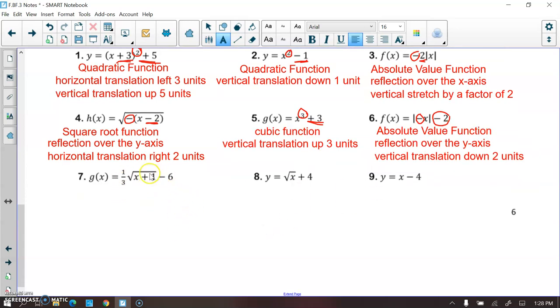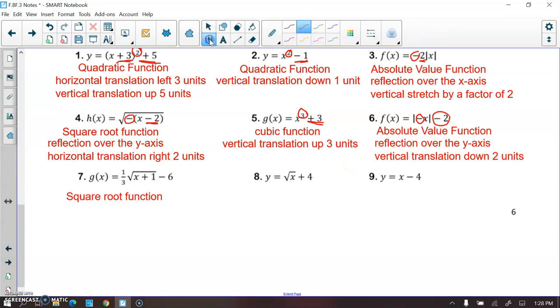Number 7, I see the square root, so that means that this is a square root function. I see the 1/3 on the outside, so that means that this was a vertical compression or shrink by a factor of 3. And then the +1 on the inside would mean that this is a horizontal translation to the left, whereas the -6 on the outside would mean that this is a vertical translation down.